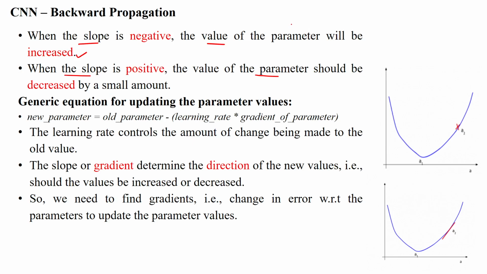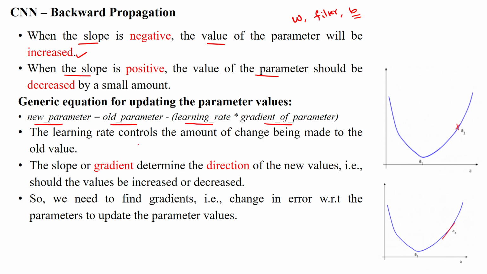Here as I told you, the parameters are the weights in the fully connected layer, the kernel or filter values in the convolution layer, and the bias for each and every neuron. Then the generic equation for updating the parameter is: new parameter equals old parameter value minus learning rate times gradient of the given parameter.